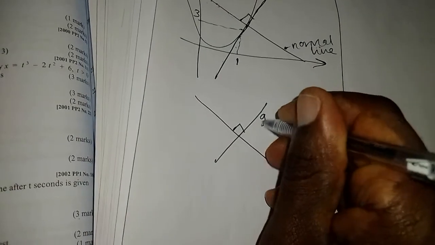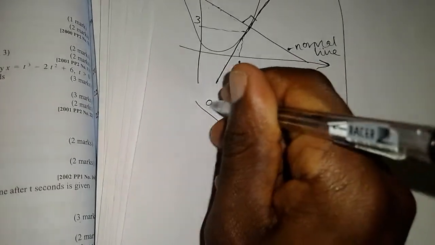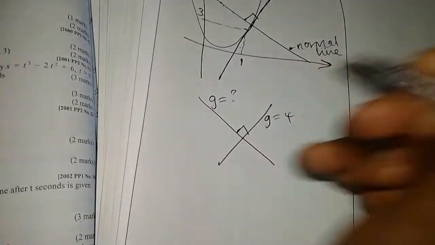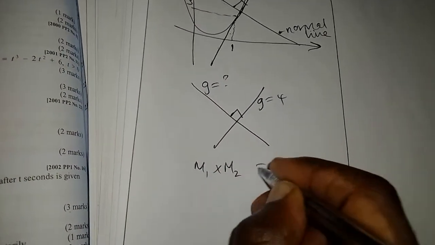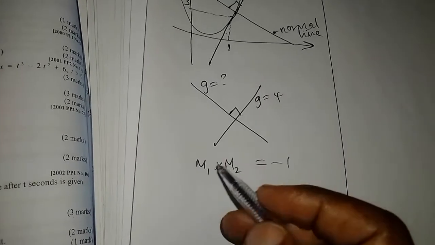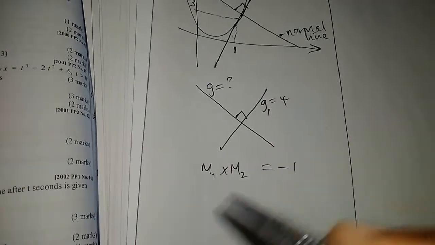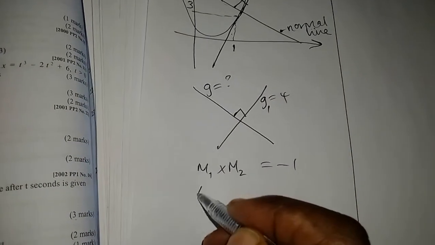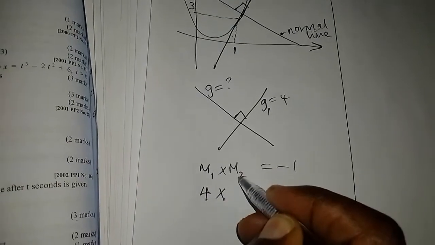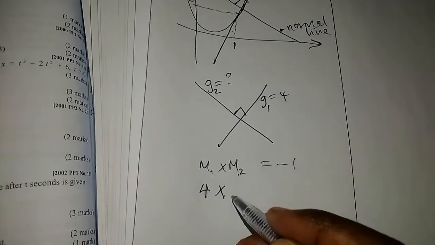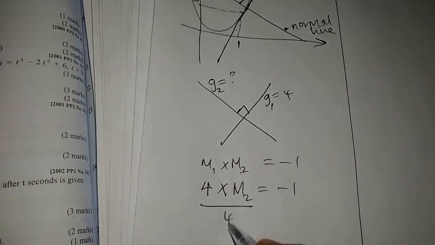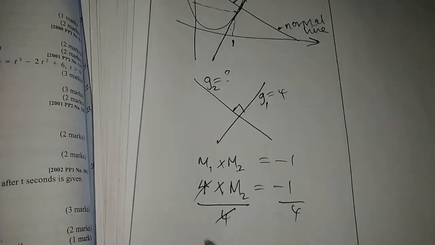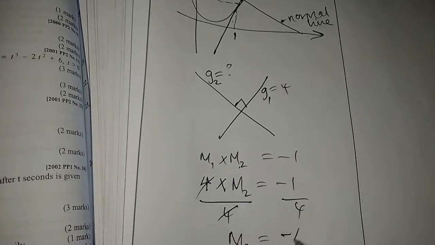The tangent has a gradient of 4. Then what is the gradient of the normal? We always say that m1 times m2 is equal to negative 1. So m1 can be the gradient of the tangent. So I'll say 4 times m2, the gradient of the normal, which is unknown, the answer must be negative 1. If I divide both sides by 4, I'm going to get m2 is equal to negative 1 over 4.